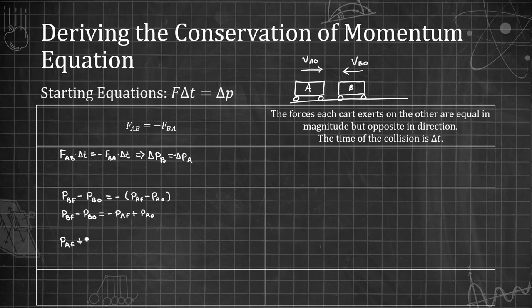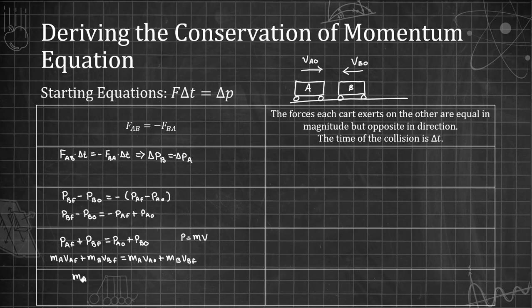Then, using the equation for momentum, p equals mv, we can substitute m and v for each momentum term in this equation. What we get is the mass of object A times its final velocity plus the mass of object B times its final velocity equals the mass of object A times its initial velocity plus the mass of object B times its initial velocity.